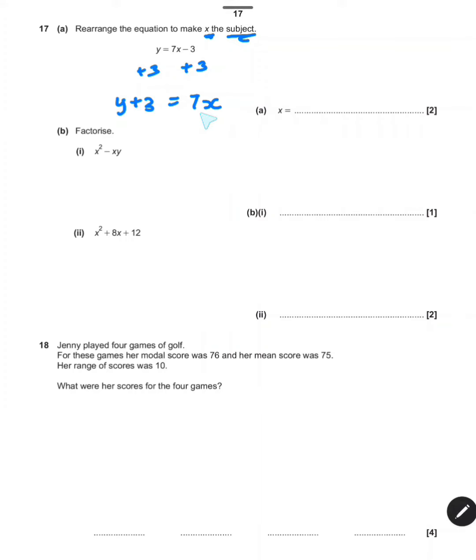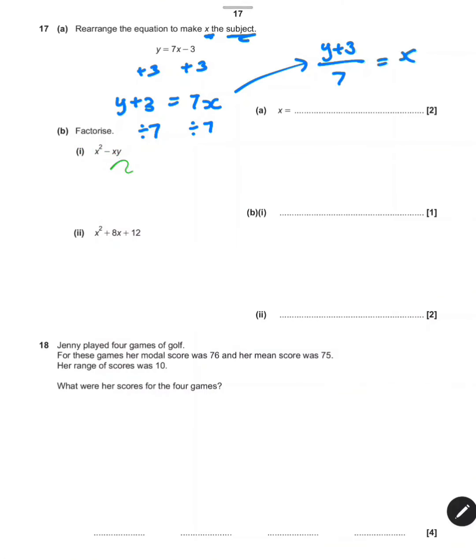Then we've got 7x, so this is saying 7 times x. The opposite of timesing by 7 is dividing by 7. And we do that to both sides, and what you end up with is y plus 3 over 7 equals x. X is now on its own. X is the subject of the equation.